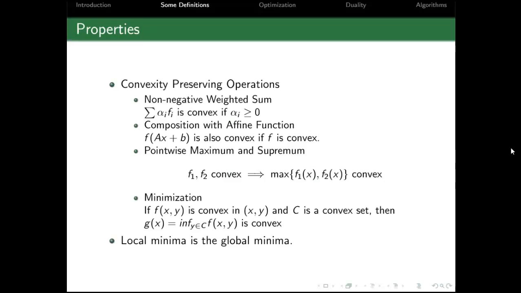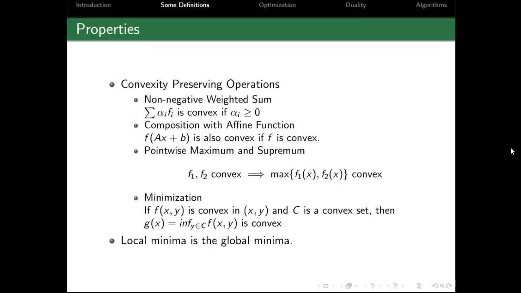Now let us look at some other properties of convex functions. First, we look at the operations which preserve the convexity of the function. First, non-negative weighted sum. That is, a non-negative weighted sum of various convex functions will still remain a convex function. Consider fi as a series of convex functions, sigma alpha_i f_i, where alpha_i's are greater than 0, will also remain a convex function.